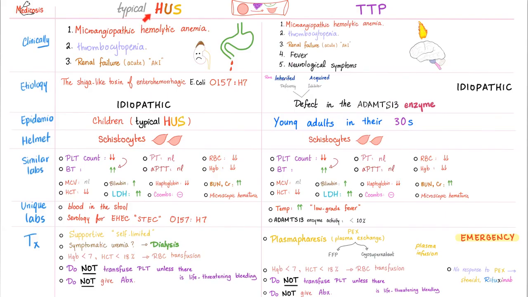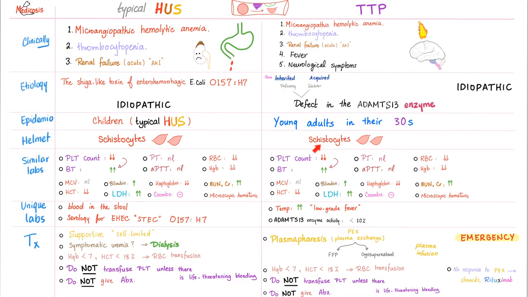Let's compare between typical HUS and TTP. Typical HUS, it's a triad, but TTP is a pentad. Don't forget the fever and neurological symptoms. Idiopathic and idiopathic. The most likely cause is the Shiga-like toxin of the E. coli O157:H7. The most likely cause is defect in ADAMTS13. Typical patients are children here, young adults here.